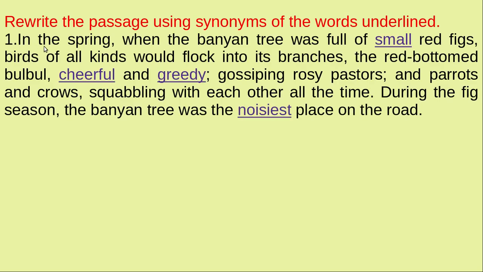Okay, dears. Now let us see another passage. In the spring, when the banyan tree was full of small red figs, birds of all kinds would flock into its branches. The red-bottomed bulbul, cheerful and greedy, and parrots and crows quarrelling with each other all the time. During the fig season, the banyan tree was the noisiest place on the road. In the text it is given like that. We write the passage using the synonyms of the words underlined. I haven't seen the underline, but we have selected some words: small, cheerful, greedy, and noisiest.